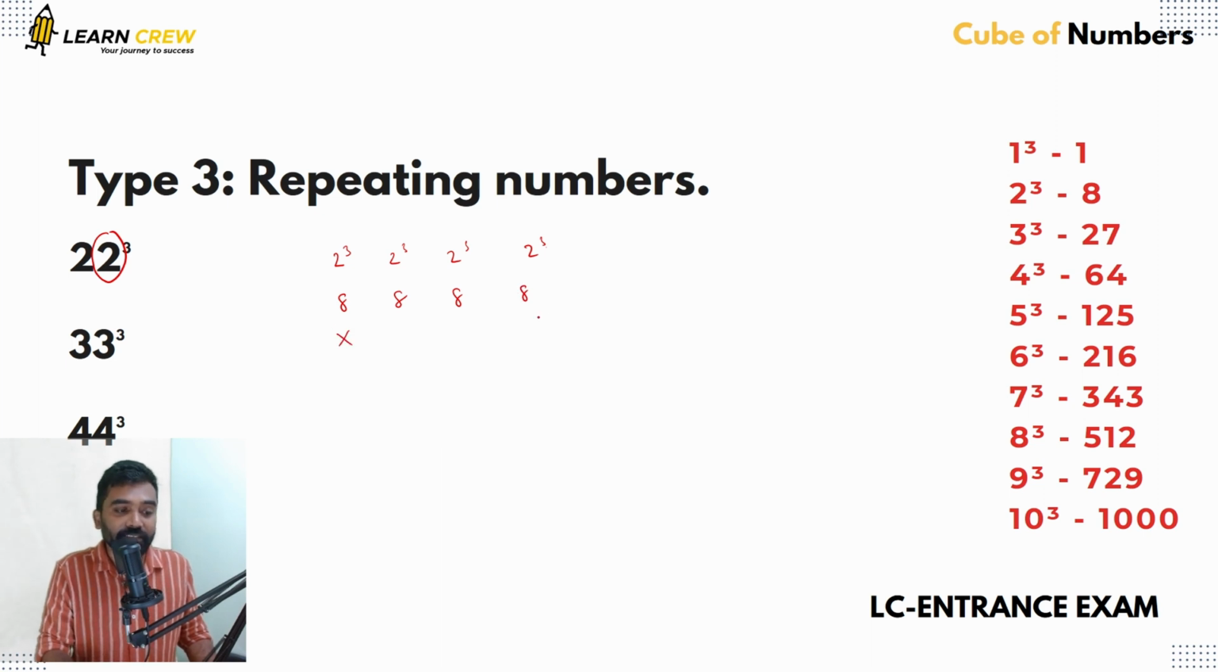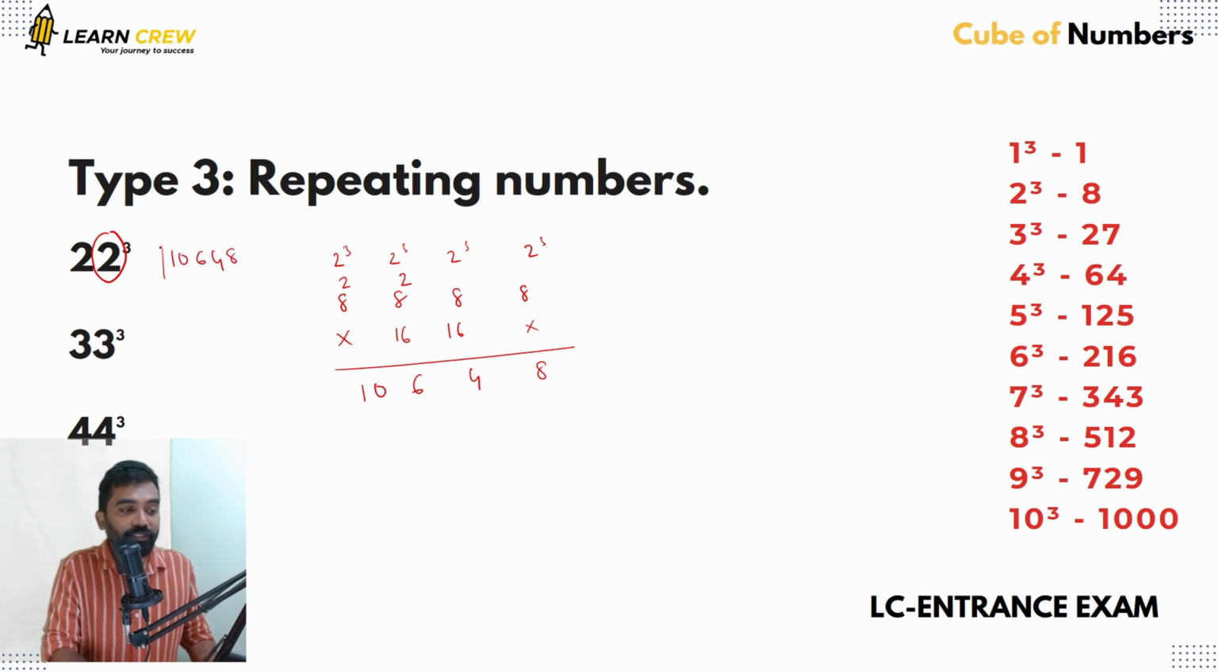Omit the first and the last numbers. Multiply the middle numbers by 2. This becomes 16, 16. This becomes 8. 8 plus 16 is 24. 4, 2, 24 plus 2 is 26. 6, 2, 10, 10, 0, 6, 4, 8. Now this becomes the answer for your 22 cube.